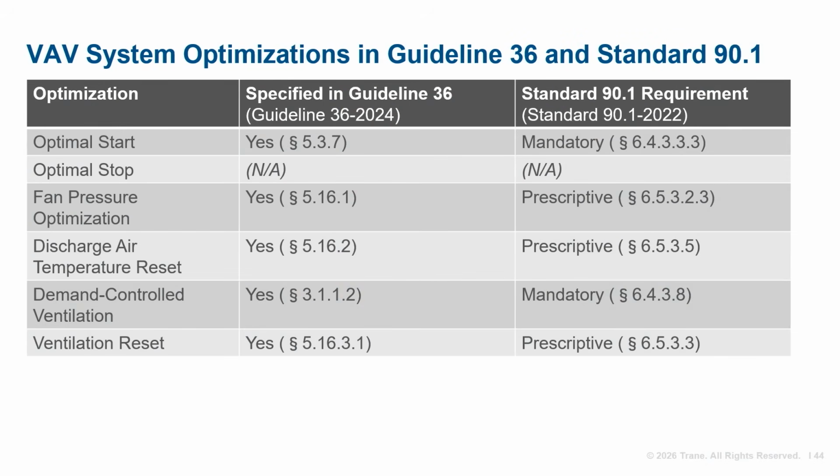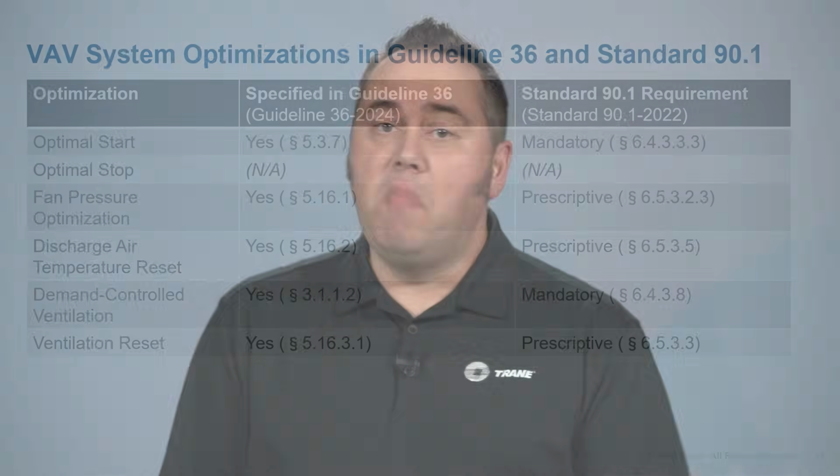Now, we've been talking a lot about Guideline 36. Many of the optimizations discussed are covered within the guideline. This includes optimal start, fan pressure optimization, discharge air temperature reset, and even the ventilation strategies. And while Guideline 36 covers high performance control sequences, many of these optimizations are also found in ASHRAE Standard 90.1, which is typically the bare minimum.